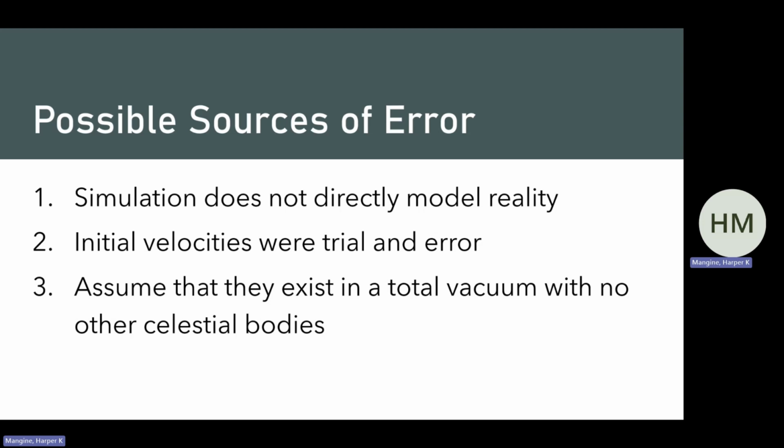Possible sources of error: the simulation does not directly model reality. The initial velocities were trial and error. And we're also assuming that they exist in a total vacuum with no other celestial bodies, even though we know in space there's lots of stuff floating around.